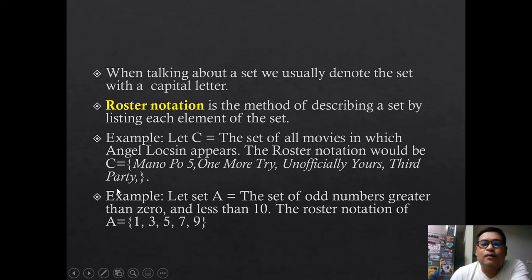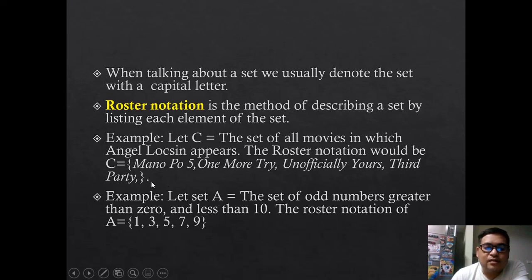So for example, let's see the set of all movies in which Angel Locsin appears. So what are the movies? Just give 5. So the roster notation would be, let's see, C equals the movies of Angel: Mano Po, One More Try, Officially Yours, Third Party. So those are the movies.